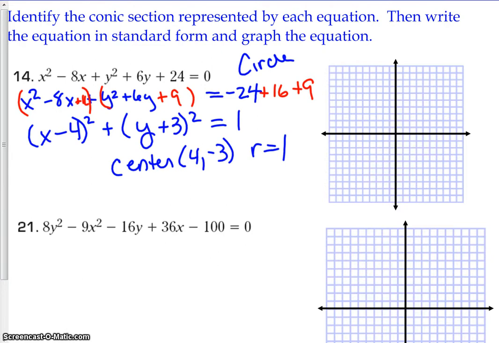2, 3, 4, down 1, 2, 3. So there's my center, and in all 4 directions, it's just 1 unit. So if we kind of, oh, that's not easy to do. So it's kind of close. It's a good sketch. Okay.